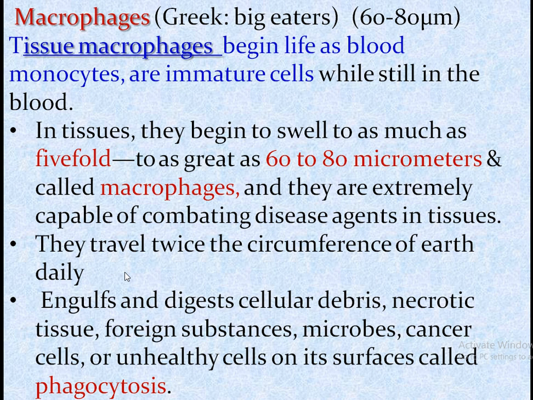So they begin life as blood monocytes, immature cells while still in the blood. In tissues, they begin to swell up fivefold, and then they are called macrophages, and they are extremely capable of combating disease agents in the tissue, travel twice the circumference of Earth daily, and engulf and digest cellular debris, necrotic tissue, foreign substances, and so on. And this process is called phagocytosis.